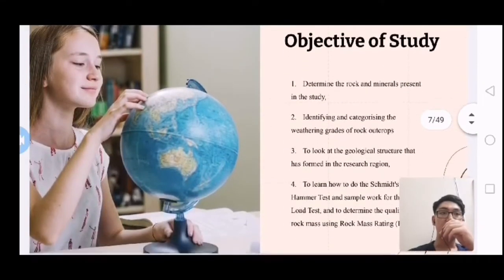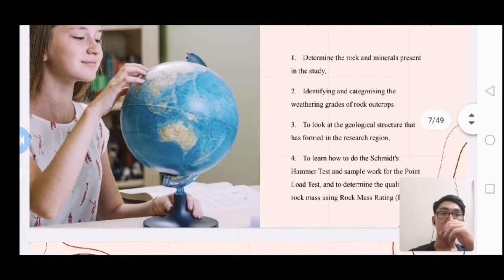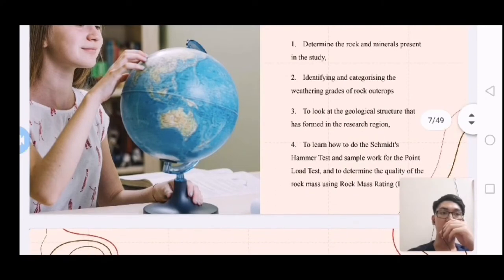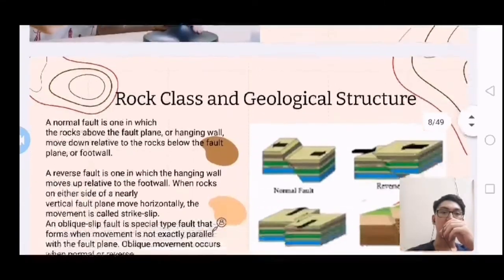The objectives of this study are to determine the rocks and minerals present in the study area, to identify and categorize the weathering grades of rock outcrops, to look at the geological structures formed in the research region, to learn how to do Schmidt hammer tests and sample work for the point load test, and to determine the quality of the rock mass using RMR.